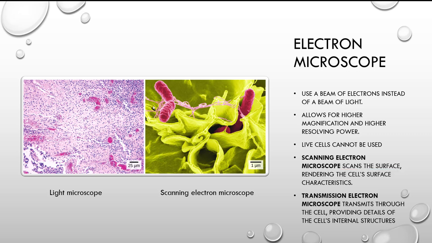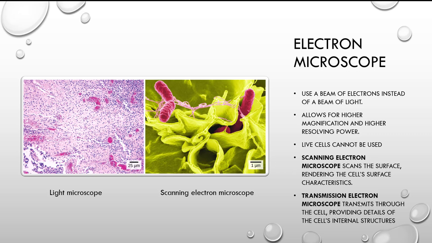So this would be whatever the object is. This is some sort of tissue, so it's looking at the surface of the tissue. You can see all the different parts of the surface of the tissue. It's not going deep down inside the tissue. It's just looking at the surface. Okay.